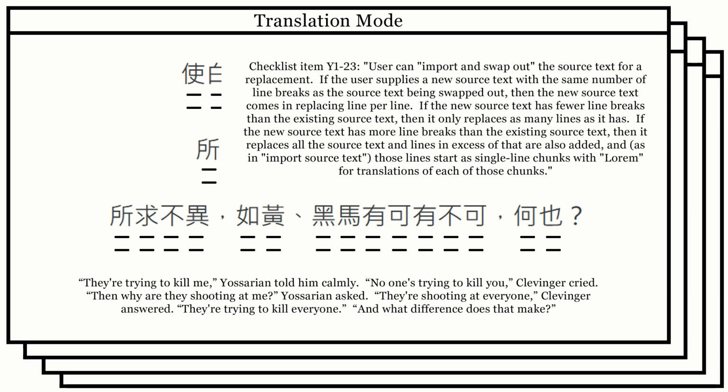If the new source text has fewer line breaks than the existing source text, then it only replaces as many lines as it has. If the new source text has more line breaks than the existing source text, then it replaces all the source text, and lines in excess of that are also added, and, as in import source text, those lines start as single line chunks with lorem for translations of each of those chunks.